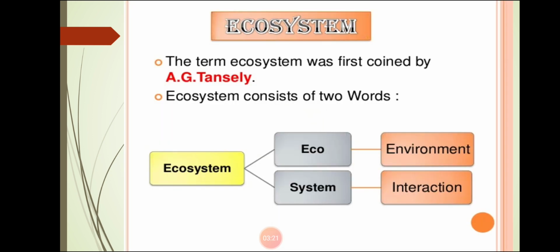The term ecosystem was coined by A.G. Tansley. This term ecosystem was coined by the scientist A.G. Tansley. And ecosystem consists of two words, eco and system. When I say eco, it is related to environment, and system is related to interactions. Okay, so this term ecosystem was first coined by A.G. Tansley and it means interaction with the environment.